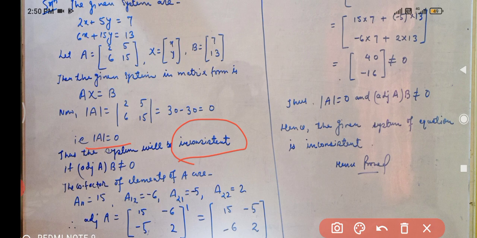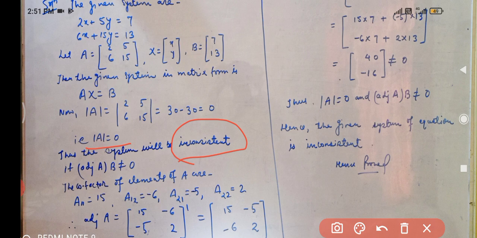But in this case we have two possibilities. One is adjoint of A into B equal to 0, and the second is adjoint of A into B not equal to 0. So the system will be inconsistent if adjoint of A into B is not equal to 0. Here we do not have to find the values of the variables, we only have to show whether the system is consistent or inconsistent. That's why we check adjoint of A into B not equal to 0.